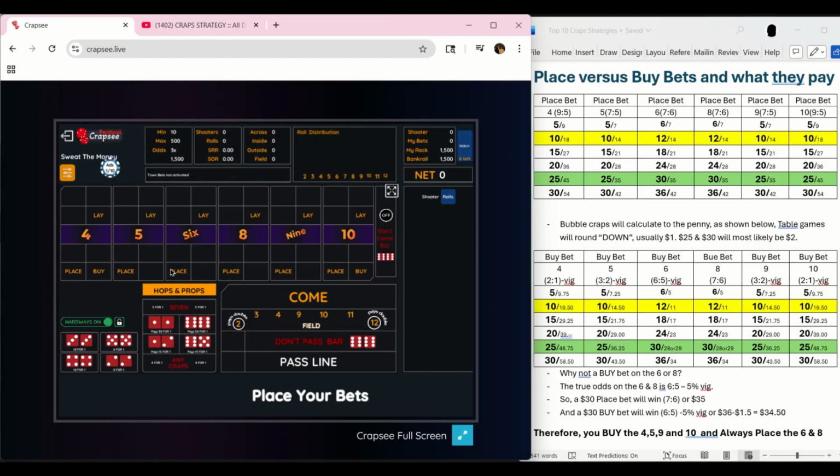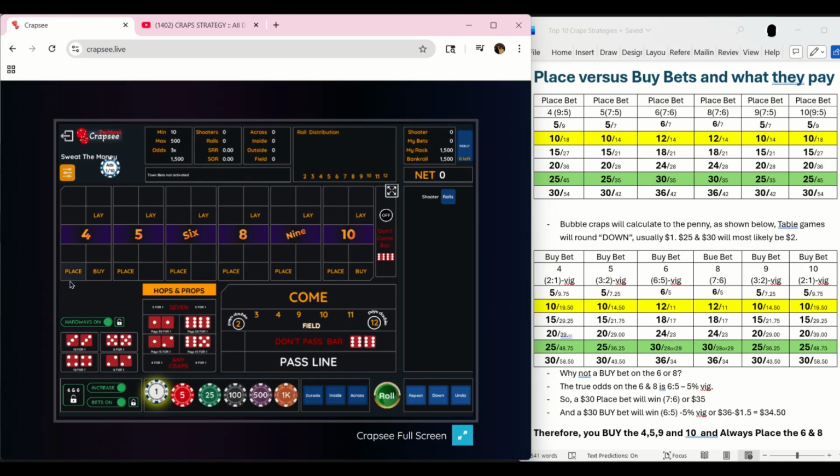a table, you'll see that you can do place bets or buy bets here on the 4 and the 10, and you can only do a place bet on the 5, 6, 8, and 9. Now, I think when we first started playing the $500 table, you could do a buy bet on the 5. But I know it's a lot to try to calculate, and I created this table over here on the right.